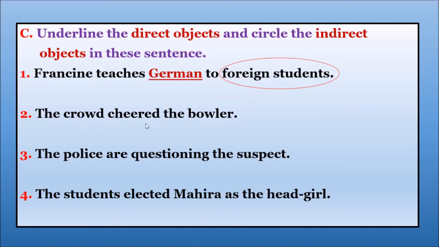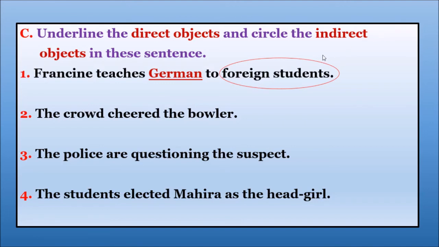Now, the second one. The crowd cheered the bowler. What is the direct object here, children? The crowd cheered the bowler. Crowd. Can you mention the number of people? How many are here in the crowd? We cannot mention how many. We don't know the exact number.